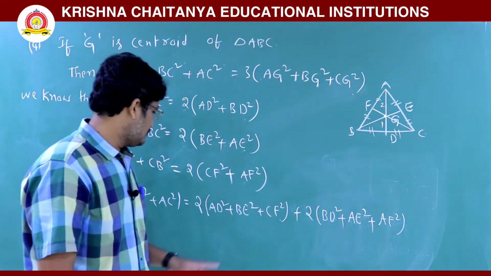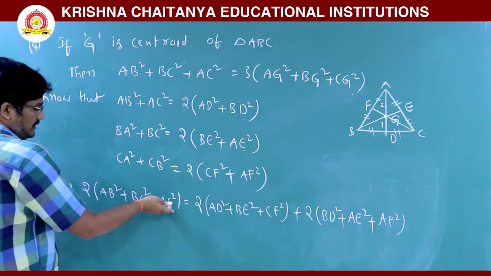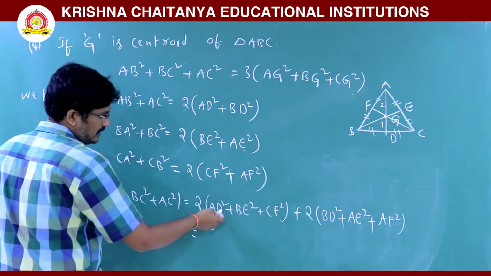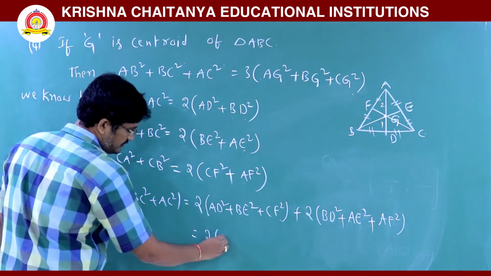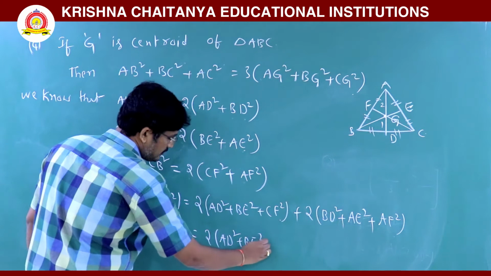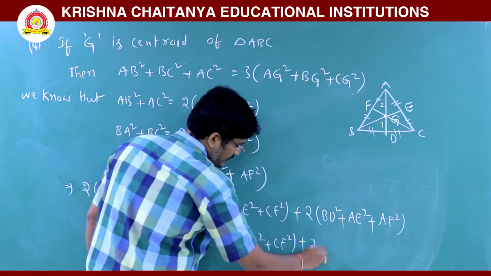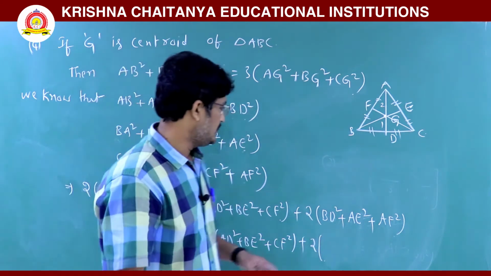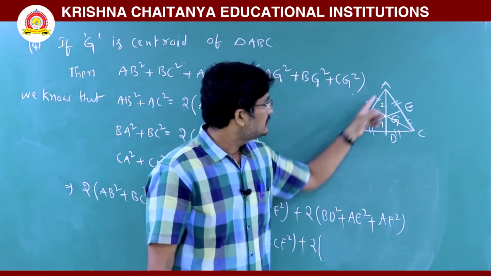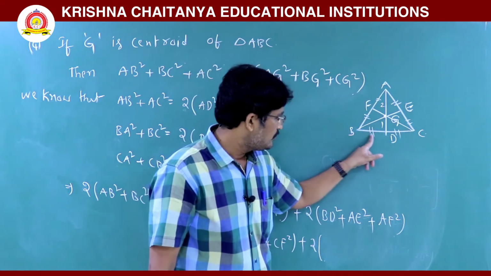So we need AB square plus BC square plus AC square. Keep this one the same here, and here I am writing the same as it is, 2 times of AD square plus BE square plus CF square plus 2 times of BD. So we have to change this length BD into BC, this length AE into AC, this length AF into AB.